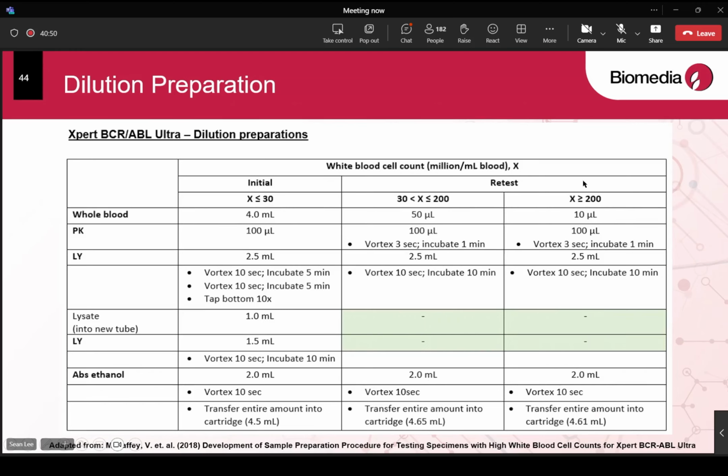If you have more than 200 million cells in the blood, you reduce the whole blood so you only use 10 microliters. The rest remains the same. This is the procedure that we have developed for you, to minimize the invalids.